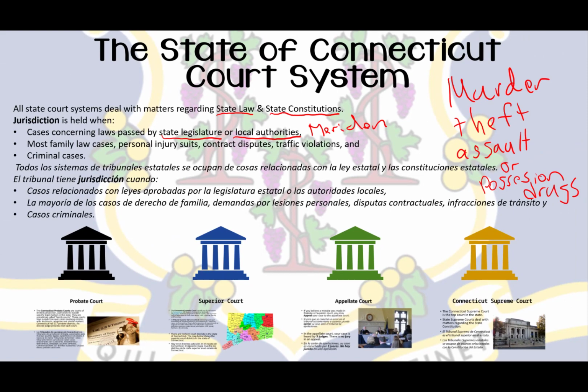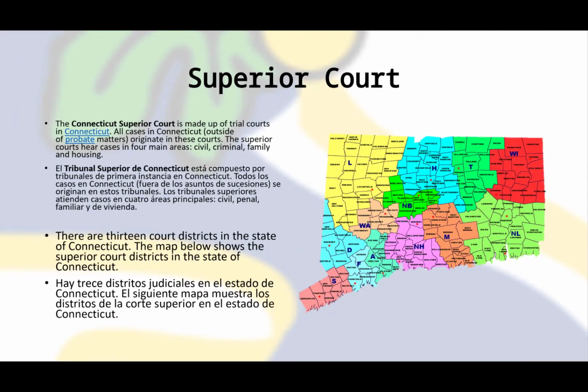Next is the Superior Court. Now, it's important to remember that Superior Court and probate court are the first level. Okay? All court cases start here or here. So what is Superior Court? Let's take a look. Superior Court is made up of trial courts in Connecticut. Any case outside of probate originates in these courts. Superior Court cases have four main areas: civil, criminal, family, and housing.